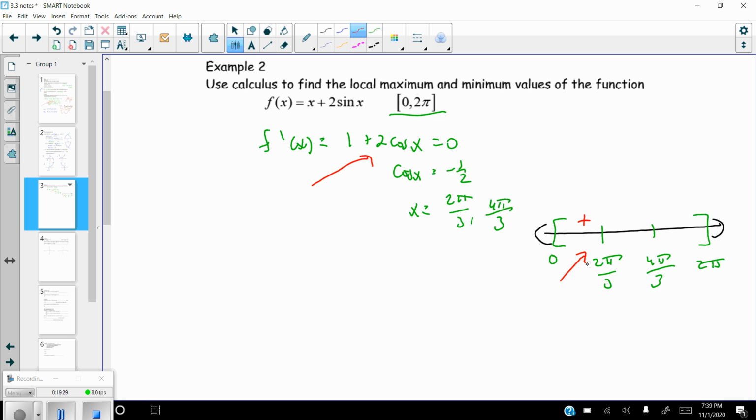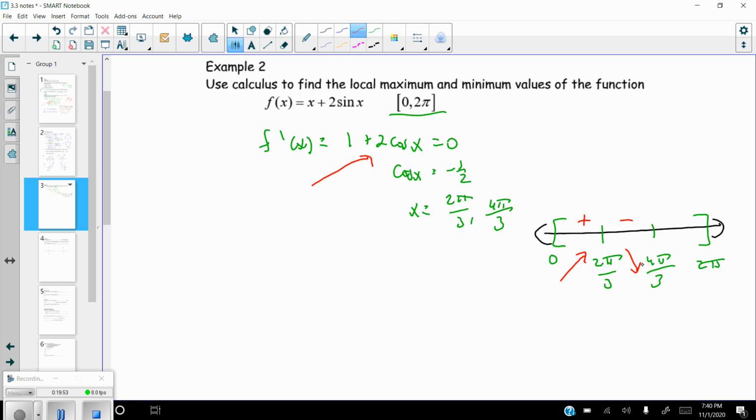Something in between 2 pi thirds and 4 pi thirds. Well, something in between second and third quadrant, the easiest value to pick is pi. Again, if I plug that into my derivative, f prime of pi. So cosine of pi is negative 1 times 2 is negative 2 plus 1 is a negative value. So that would be decreasing in between there.